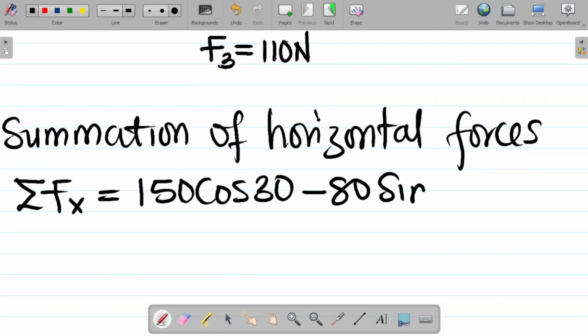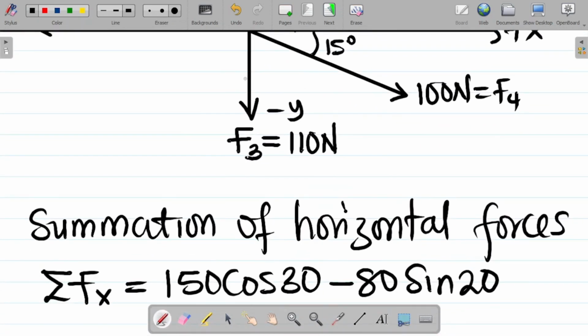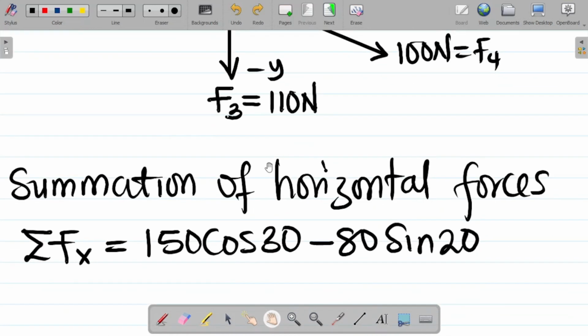Look at the F3 force. Observe that F3 force is lying perfectly vertical. And what to note is this: whenever a force is lying perfectly vertical, it will have no horizontal component. Please take note. It will have no horizontal component.